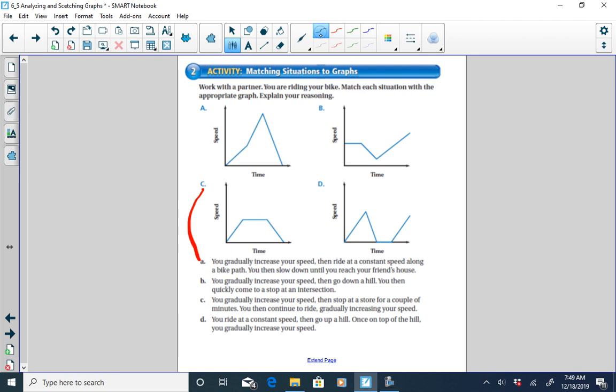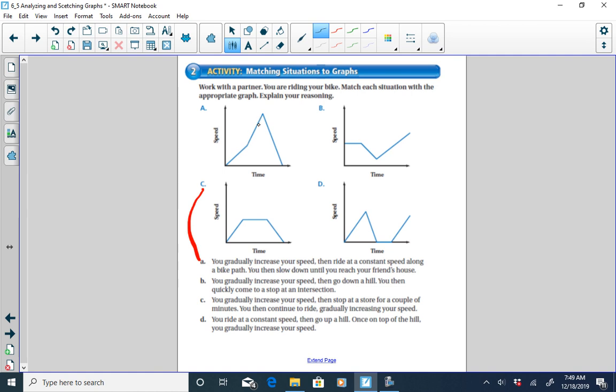Let's take a look at choice B, or answer B. You gradually increase your speed, then you go down a hill. Then you quickly come to a stop at an intersection. Well, if we gradually increase our speed, that once again eliminates choice B because it's got to be one of these two.